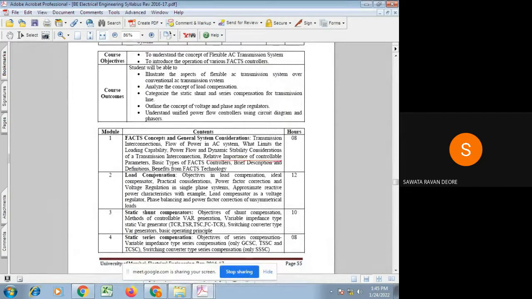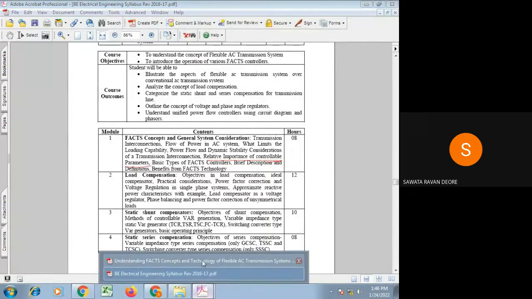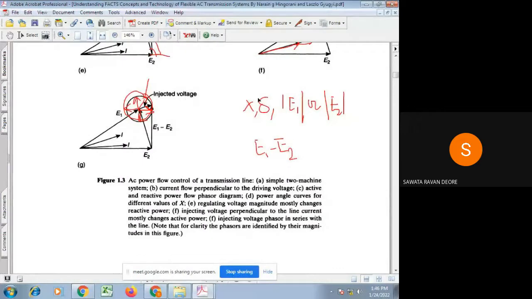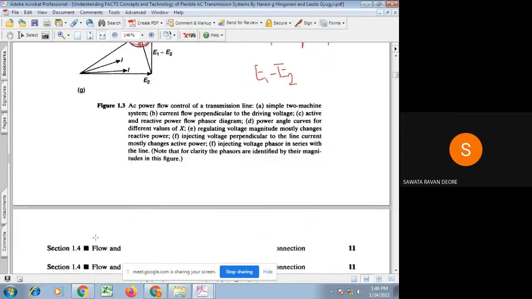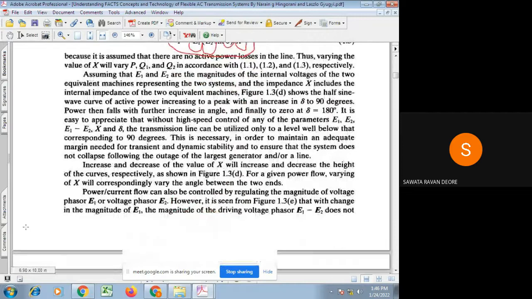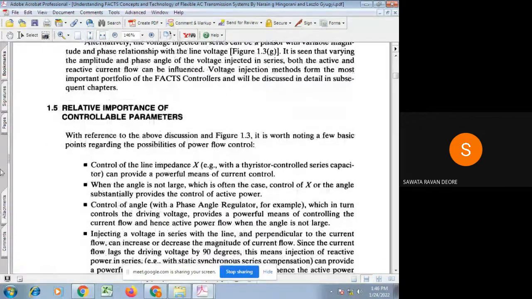Relative importance of these controllable parameters. The controllable parameters are what? As I mentioned here, X is a controllable parameter, delta, that is the phase angle, is a controllable parameter, the magnitude of E1 is a controllable parameter, or, sorry, the E1 minus E2 phasor is a controllable parameter. So how they are relatively important, that is what we discuss now. Here, the summary for that relative importance has been mentioned.